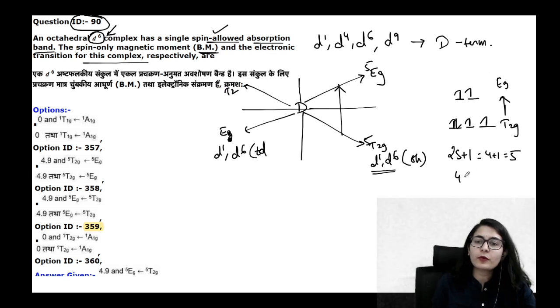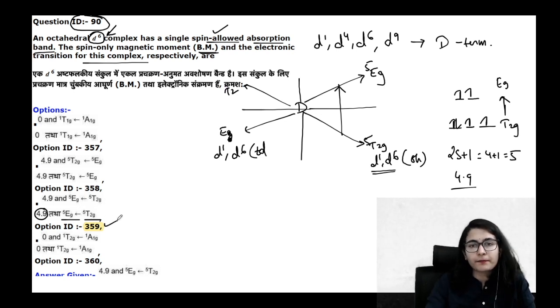So it is going to be 4.9 something, right? So you have the correct answer, 4.9 and 5T2g to 5Eg. This is the transition. It was a very, very simple question. This is the correct answer.